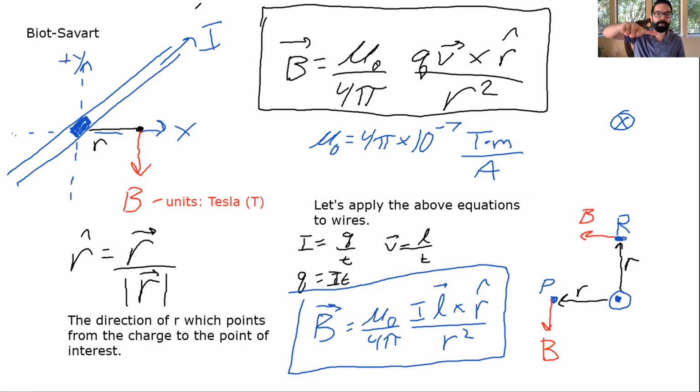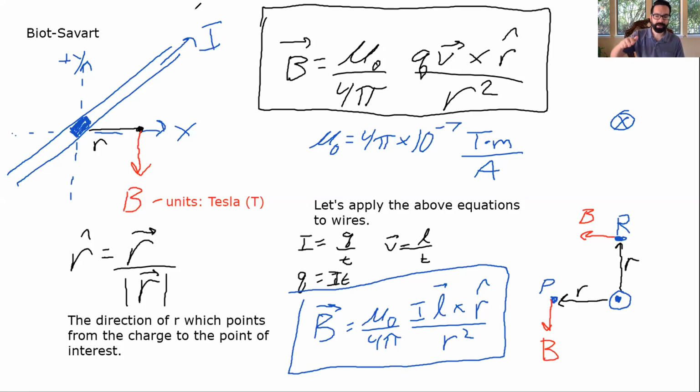Then I'm going to curl my fingers towards R. Now R is pointing upwards, right? So if I do this, I'm curling downwards, and that's not the direction. So I have to flip my hand upside down and curl towards R. Move my fingers upwards towards R. And you can see my thumb is pointing to the left, which is the direction of the magnetic field. So that's an alternate way of doing the right-hand rule.